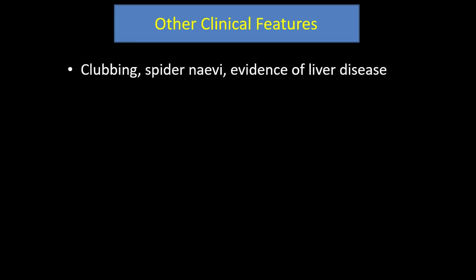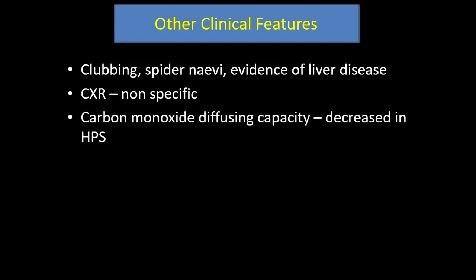Clinical features: all the signs of hypoxia and CLD, that is clubbing, spider nevi, evidence of liver disease. When you do an X-ray, it can be perfectly normal and still your patient is hypoxic. Carbon monoxide diffusion capacity is again decreased because of the increase in the width of your pulmonary capillary vessels.